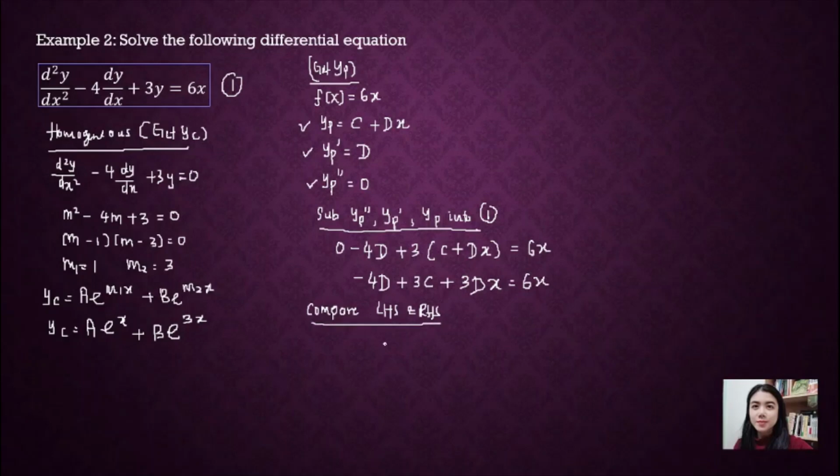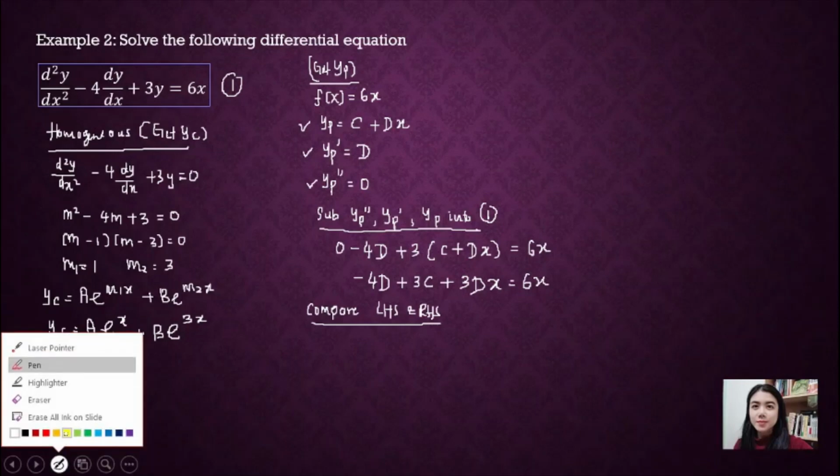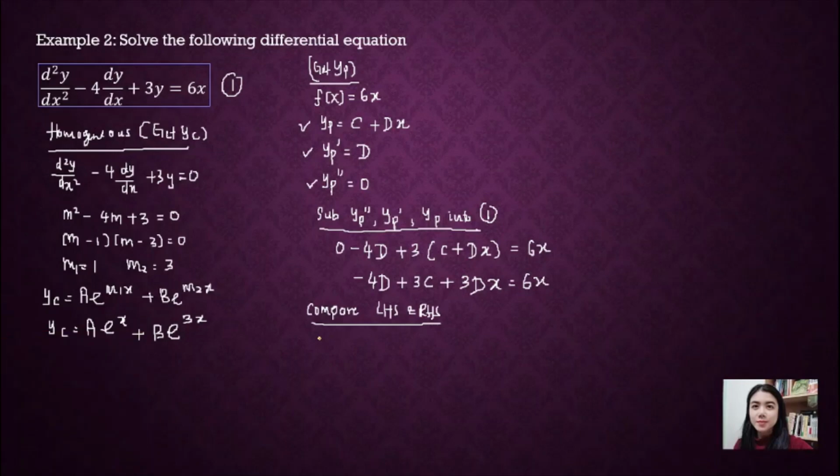If we compare the left and right, let's compare the variable x first. For the left hand side, you see that I have 3dx. For the right hand side, I have 6x. We just have to focus on the coefficient only. So for x, the coefficient on the left hand side is 3d, and for the right hand side we have 6. So your d here is actually equal to 2.